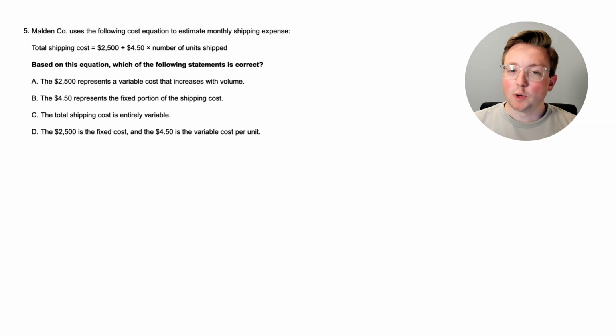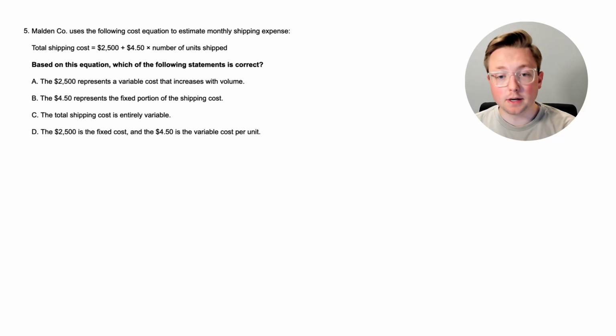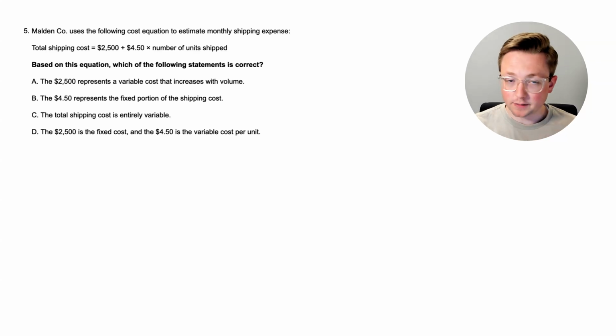All right, here we are at question 5. Based on this equation, which of the following statements is correct? Let's go up to the top. Malden Co. uses the following cost equation to estimate monthly shipping expense. Total shipping cost equals $2,500 plus $4.50 multiplied by the number of units shipped. So based on this equation, again, which of the following statements is correct? Let's go through the options.